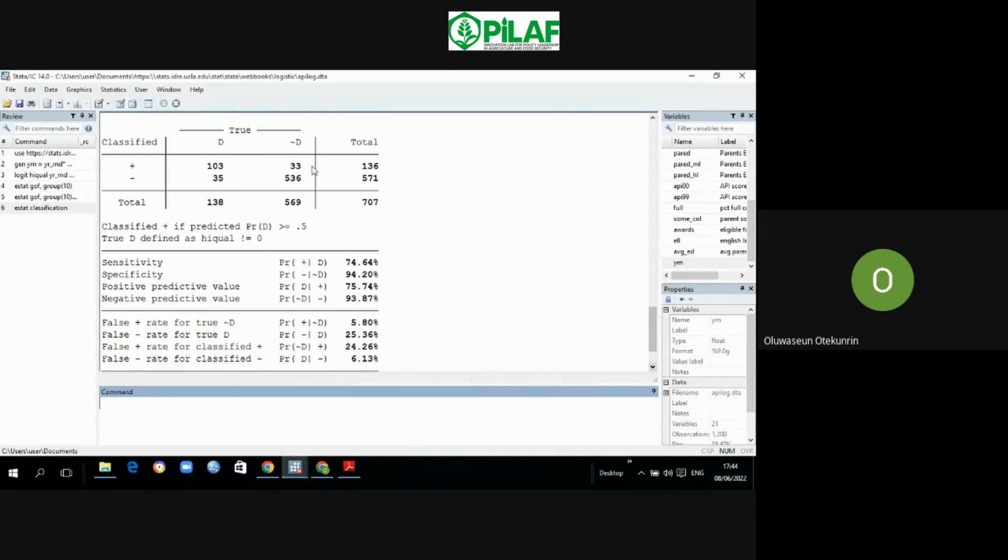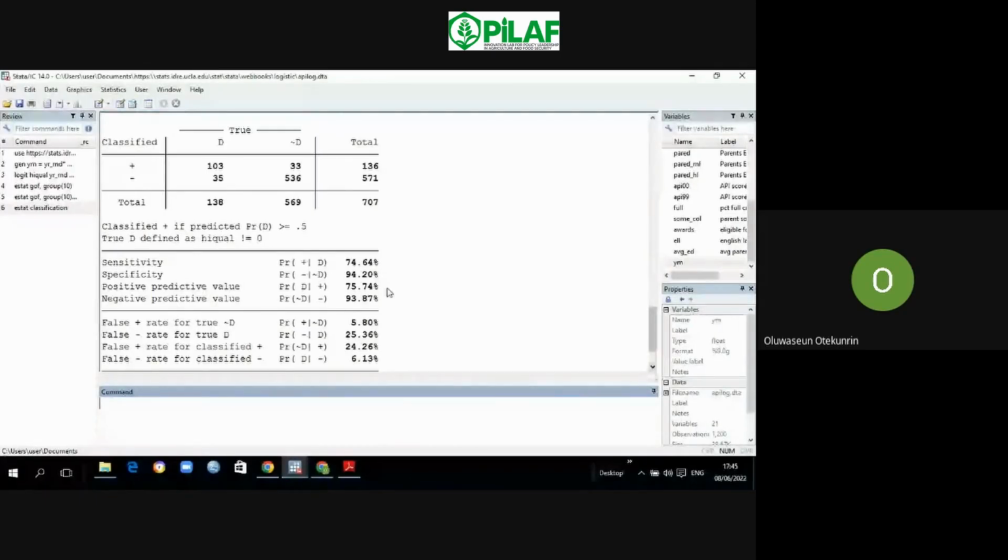103 plus 33, that is 136, times 100. That is what is giving us this 75.74. So positive predictive value, you go row-wise, go look for the positives. If you are talking about the proportion of schools with positive classifications, all the schools that have positive classifications, now take the ones that have been correctly classified out of all those schools with positive. All the schools that the model has classified as positive, not all of them are true. Just take the proportion of those that are true.